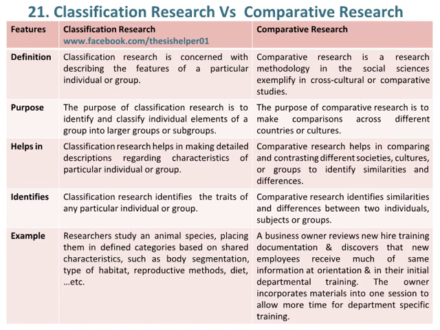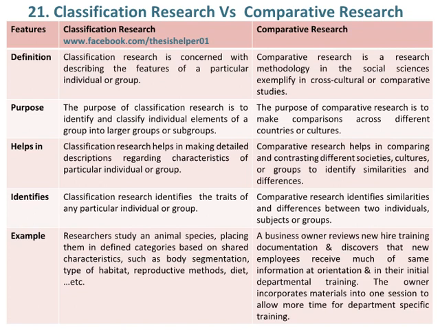Classification research helps in making detailed descriptions regarding characteristics of a particular individual or group, whereas comparative research helps in comparing and contrasting different societies, cultures, or groups to identify similarities and differences. Classification research identifies the traits of any particular individual or group, whereas comparative research identifies similarities and differences between two individuals, subjects, or groups.